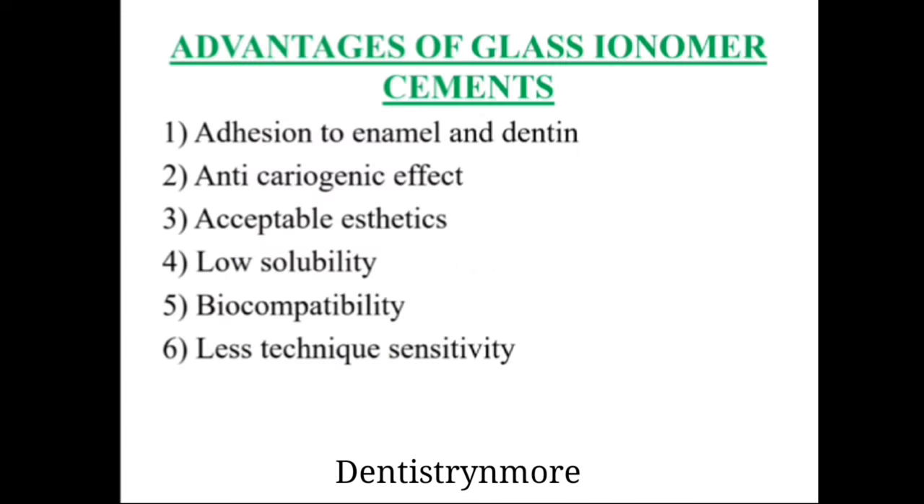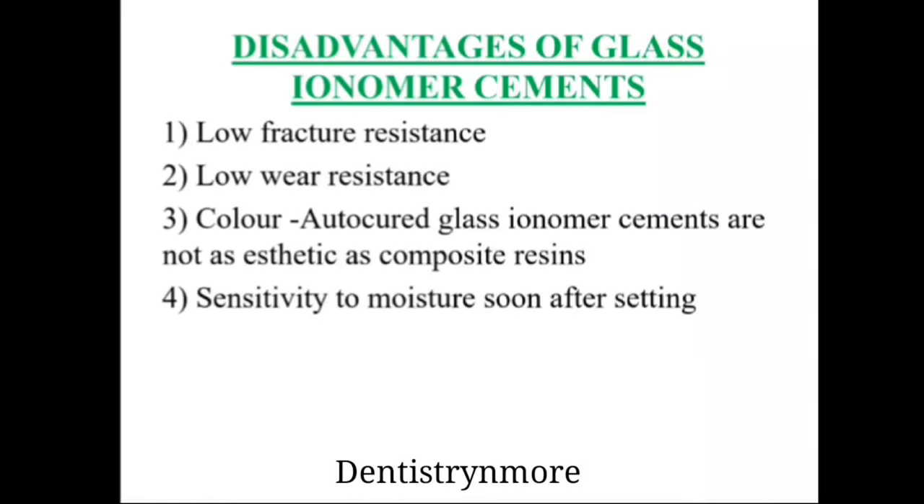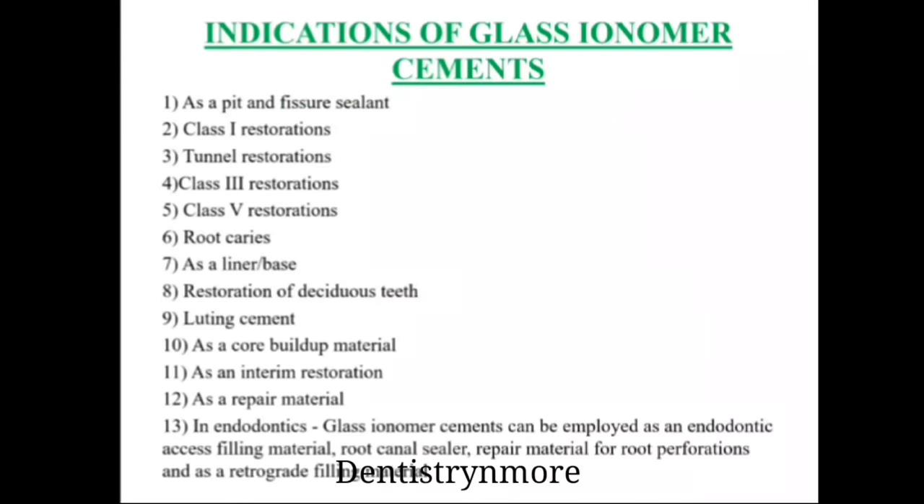Next one is the advantages of the glass ionomer cement. As you all know, some of the advantages you can give: adhesion to enamel and dentin, anti-cariogenic effect, low solubility, biocompatibility, less technique sensitivity. And the disadvantages of the glass ionomer cement are also there, that is low fracture resistance, low wear resistance, and it is sensitive to moisture soon after setting.